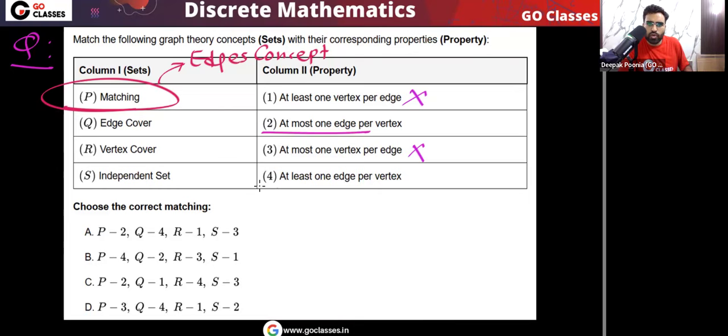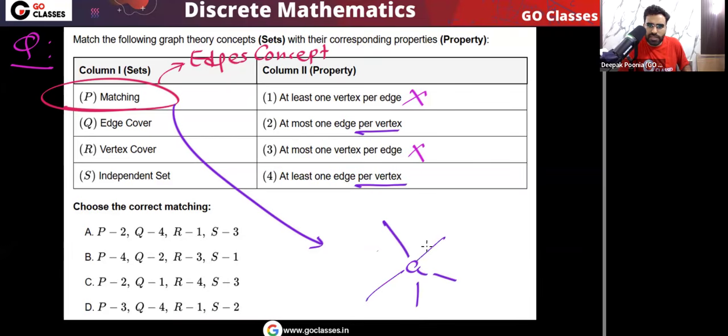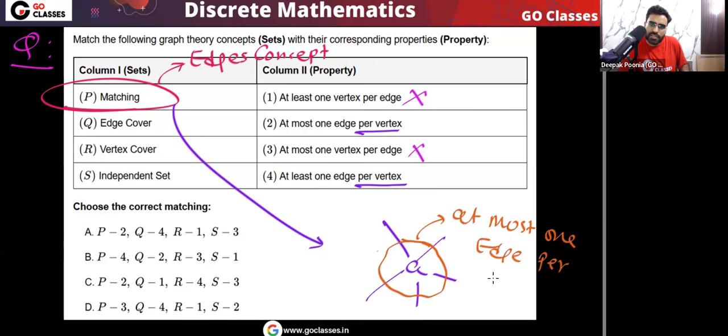Now, in the remaining two options, you are taking edges. So matching means non-adjacent edges. So you can easily see that non-adjacent edges means per vertex, how many edges you will take. See, per vertex, because both these options are saying that per vertex, how many edges we will take in the matching. So if this is your vertex A, then per vertex, at most one of these edges we will take. Yes or no? Do you agree? At most one per vertex.